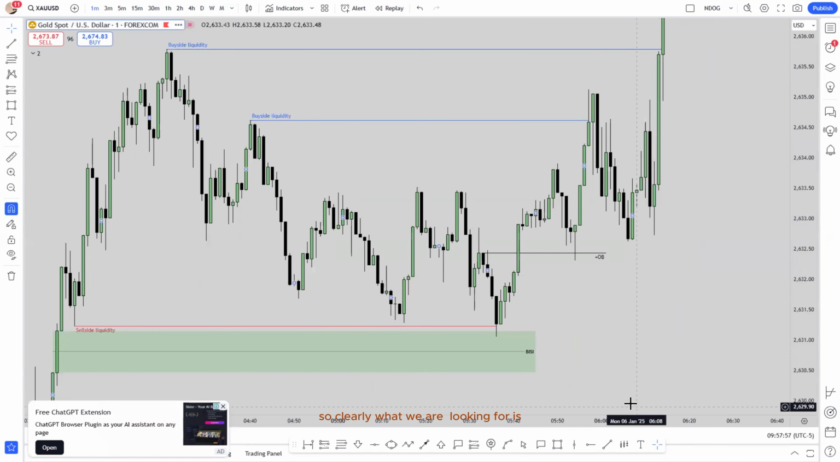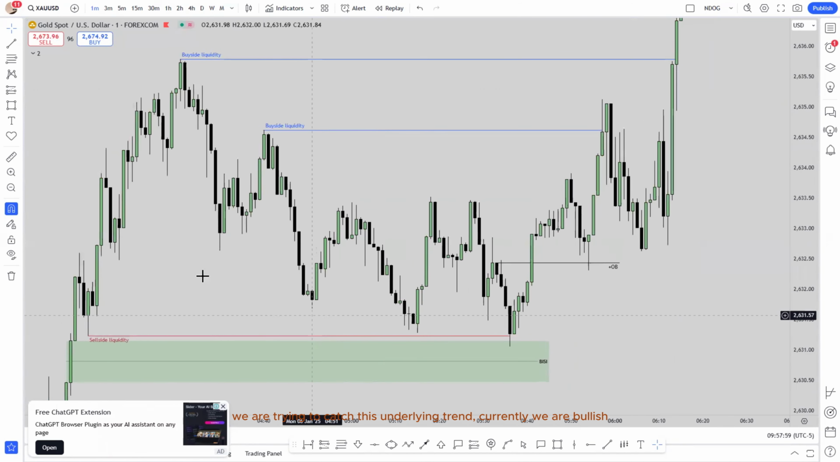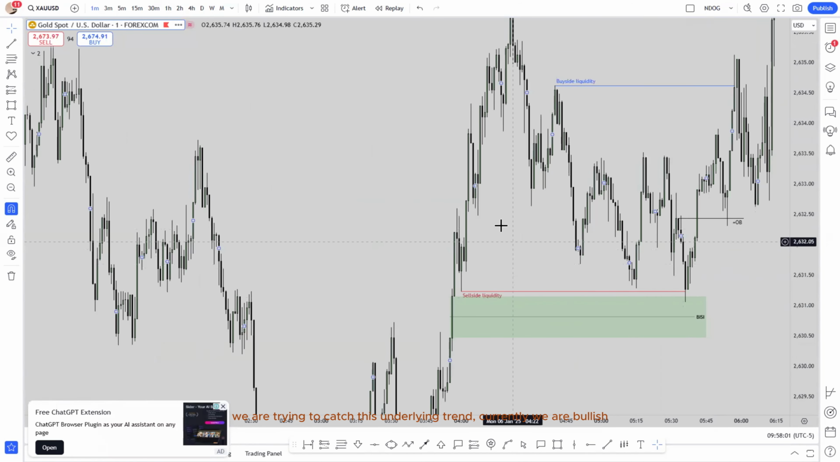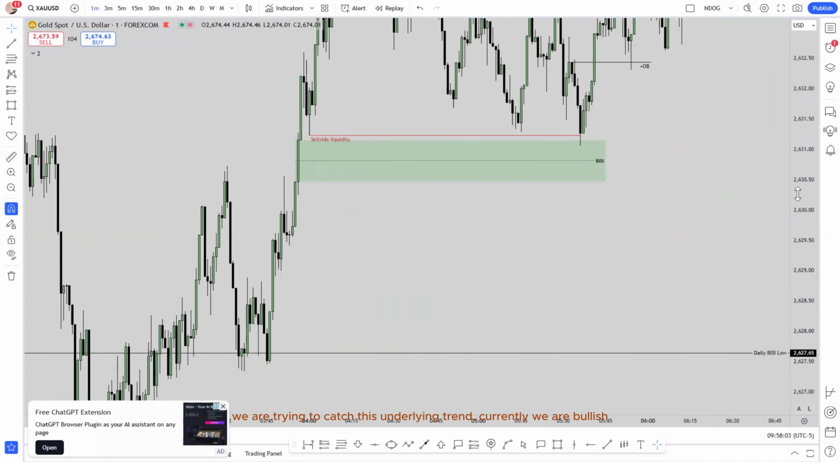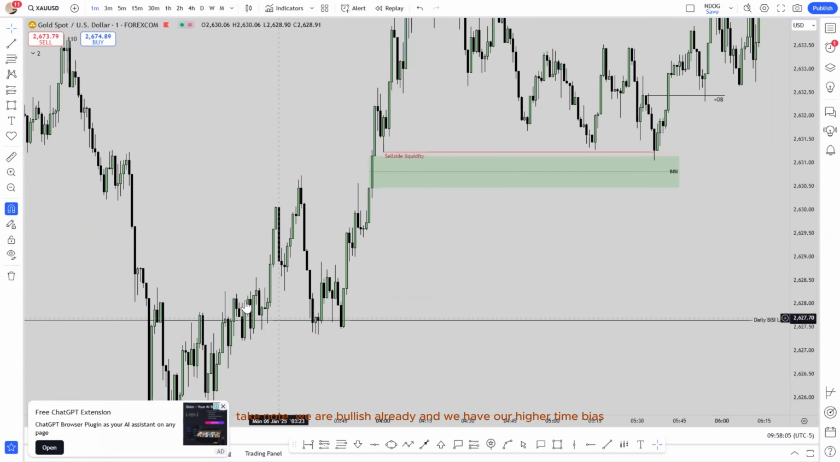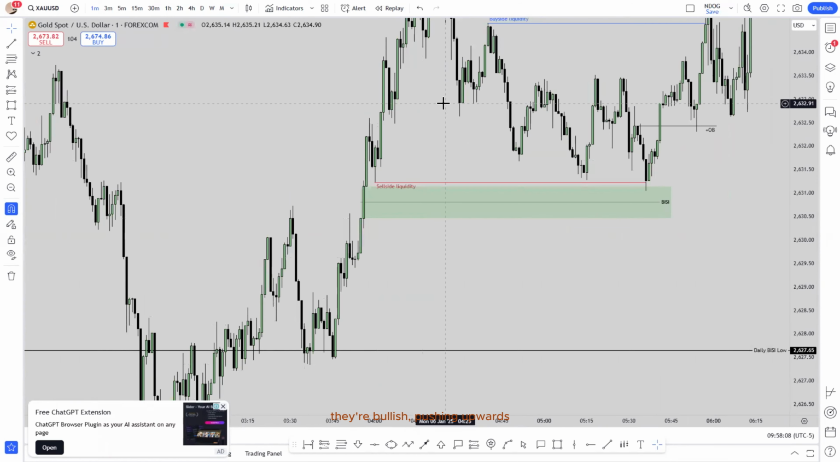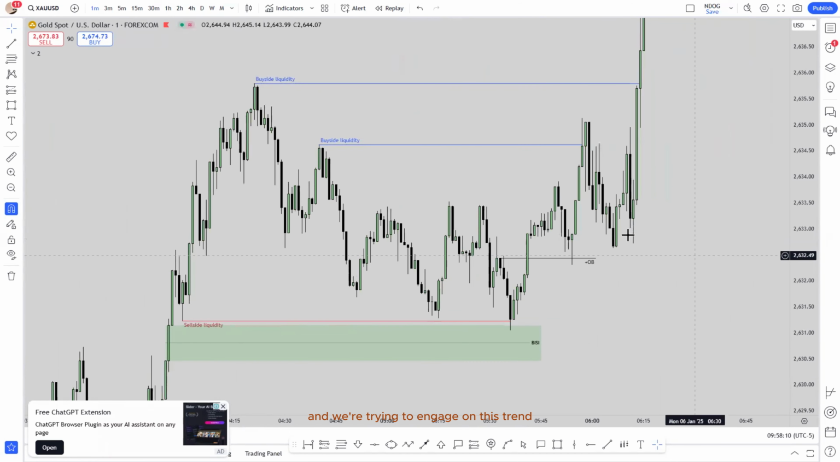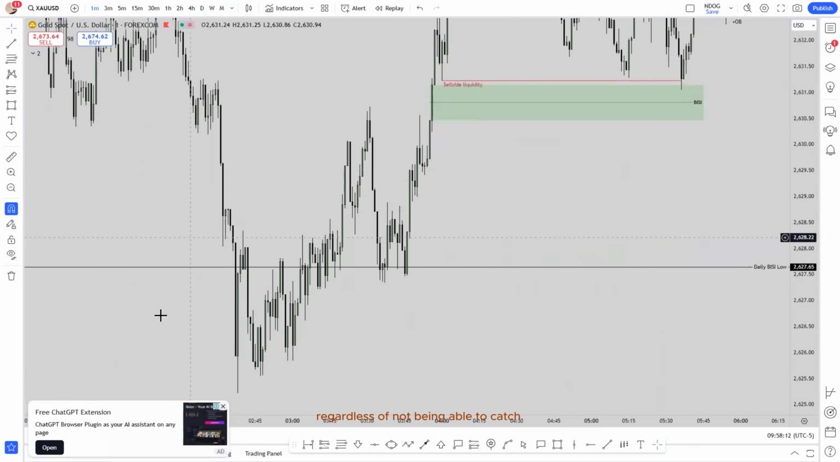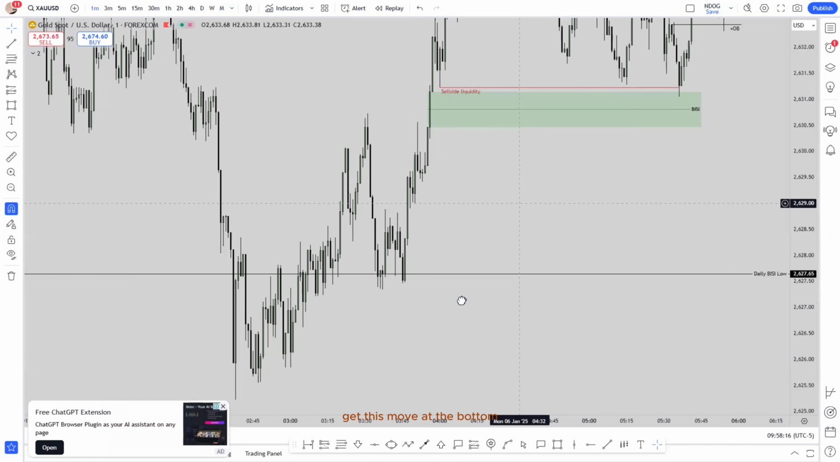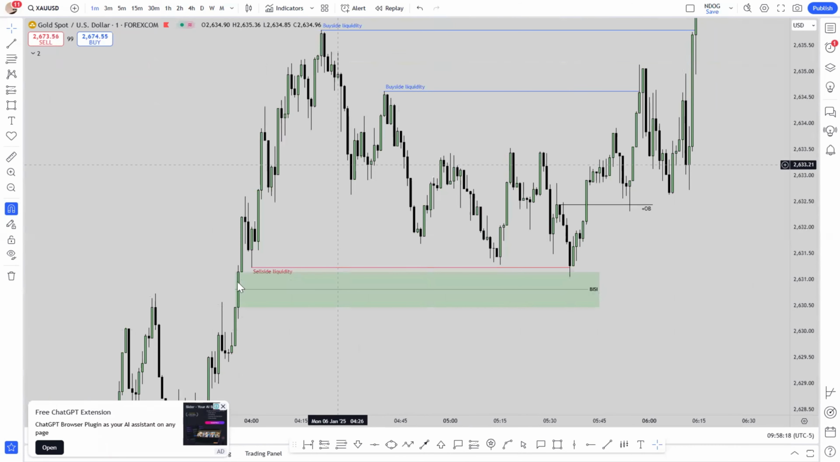So clearly, what we are looking forward to is that we are trying to catch on this underlying trend. Currently, we are bullish. Take note, we are bullish already, and we have our time frame buyers. They are bullish, pushing upwards, and we're trying to engage on this trend regardless of not being able to get this move at the bottom. So right here, we see the liquidity sweep.